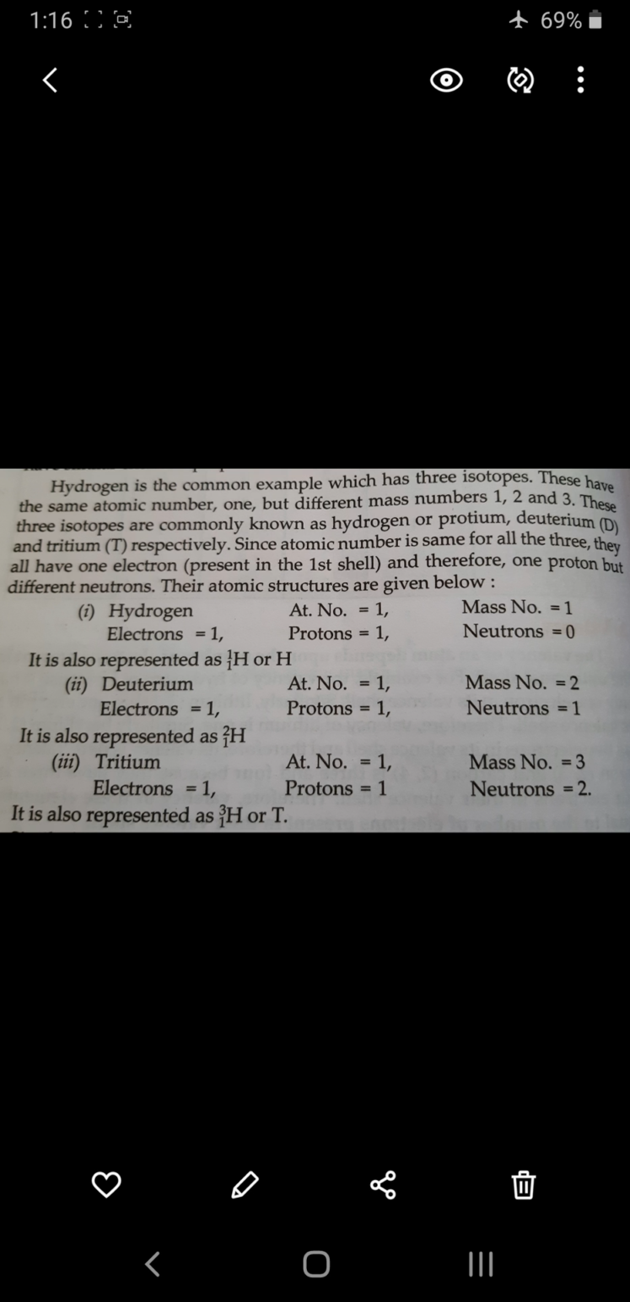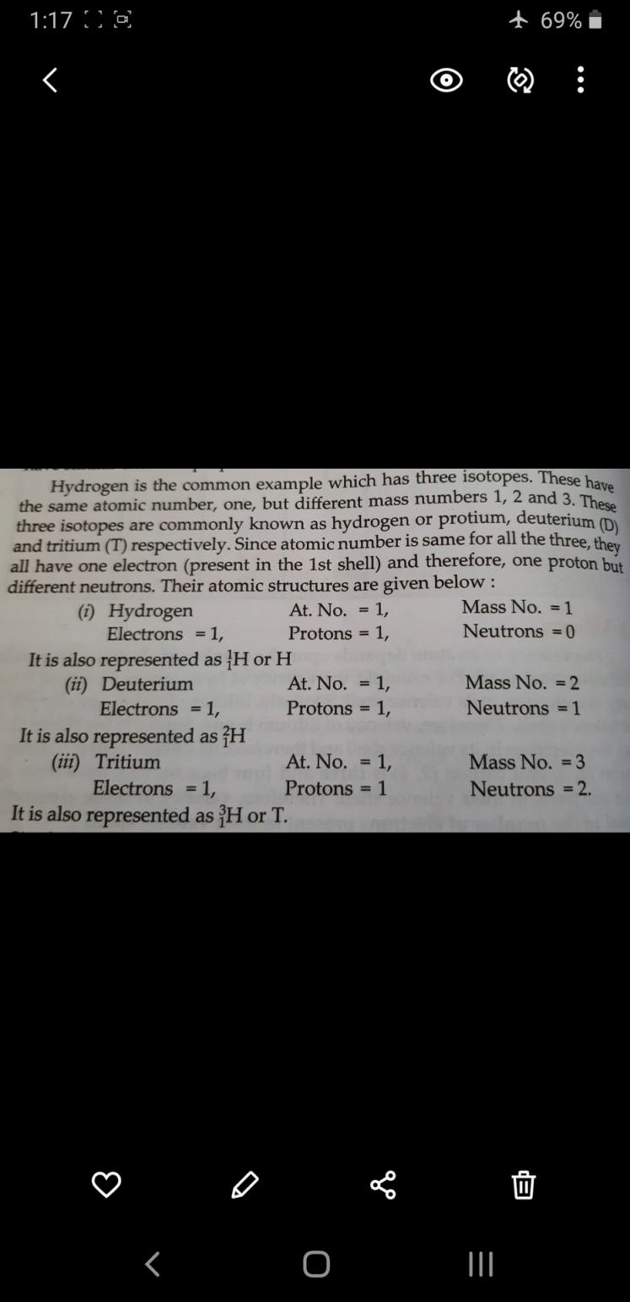In the case of deuterium, the atomic number we know is 1 and the mass number is 2, which means the mass number is different. In protium, the mass number is 1; in deuterium, the mass number is 2. Protons 1, neutrons 1. In tritium, the number of protons is 1, neutrons are 2 and the mass number is 3. So the mass number is different in tritium. In protium, deuterium and tritium, the mass numbers are different, but the atomic number is the same. Atomic number 1, 1, 1.